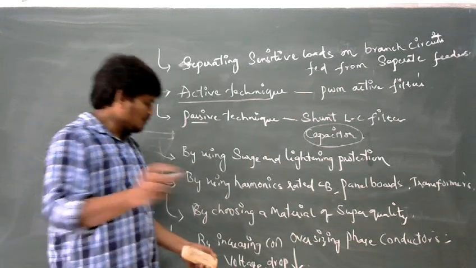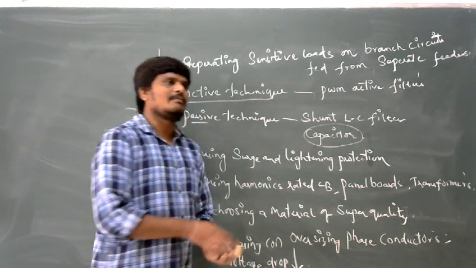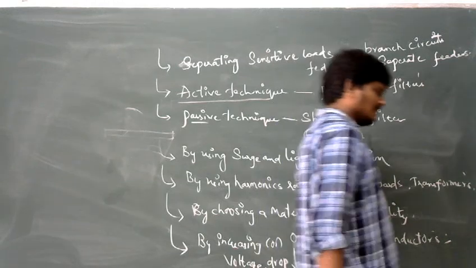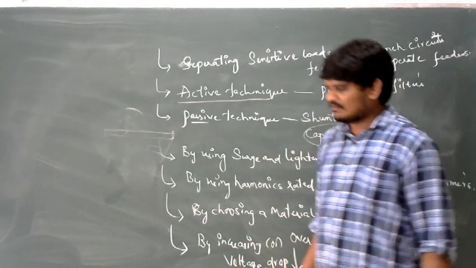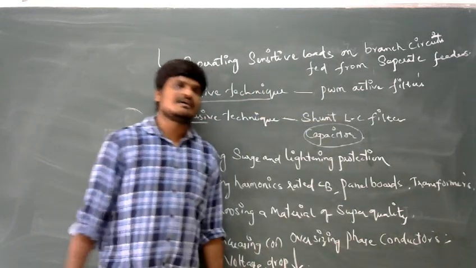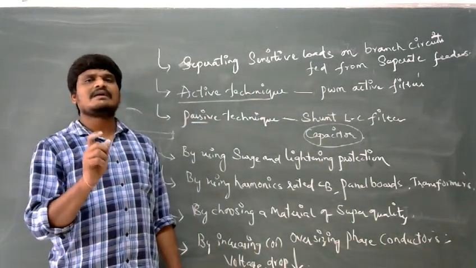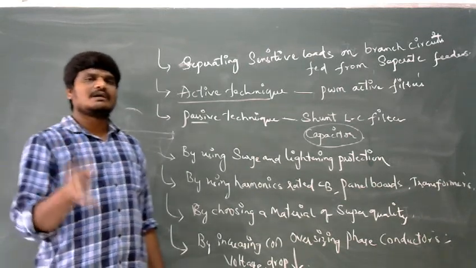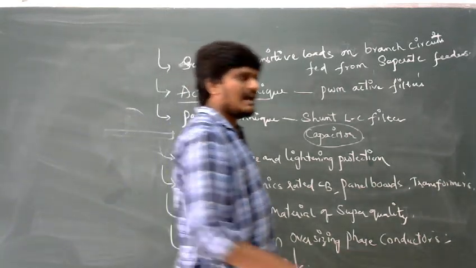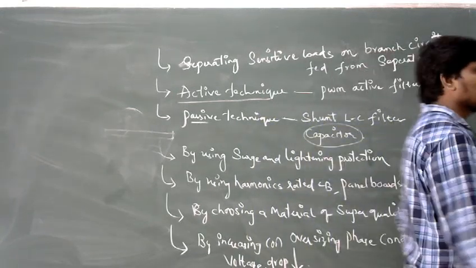And what is the next one? I can improve the power quality to a certain extent by taking super quality material, not low quality material. If I am choosing a conductor, I need to take the conductor depending upon the capacity of the current flowing in it. So by choosing a material of super quality also, I can improve the power quality to a certain level.